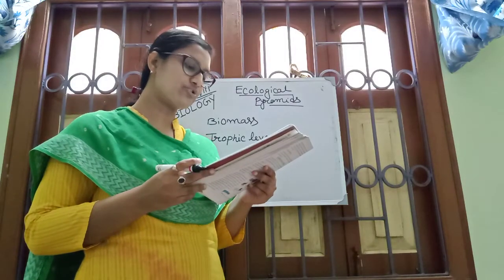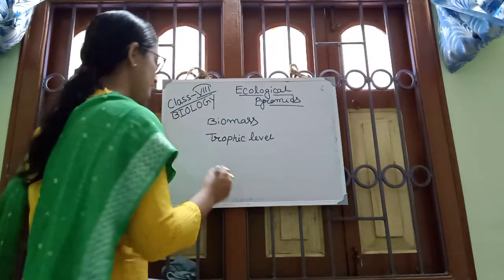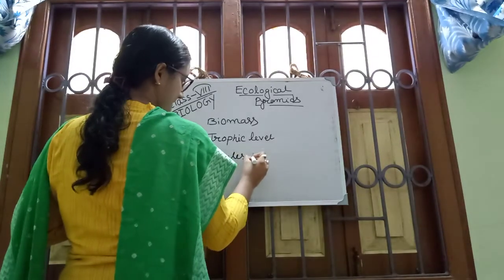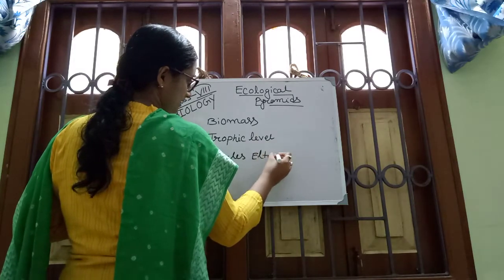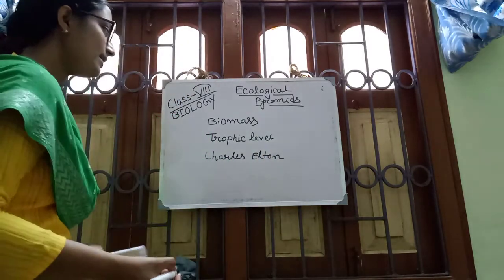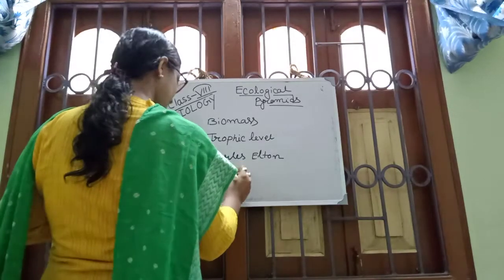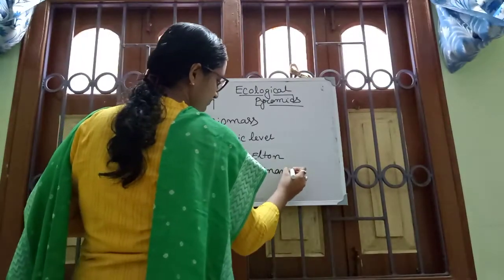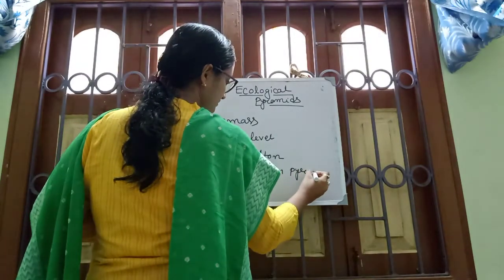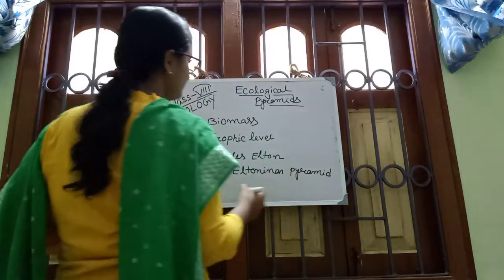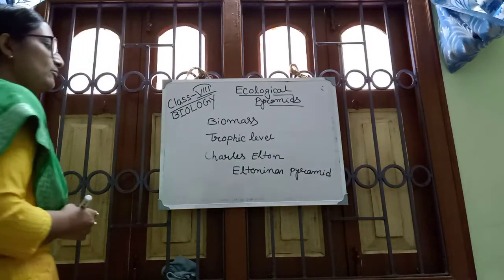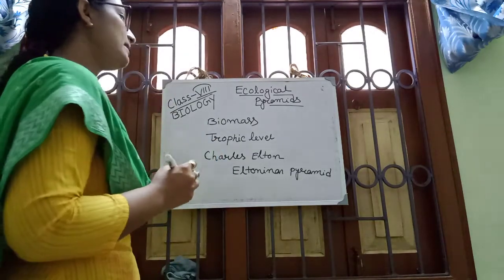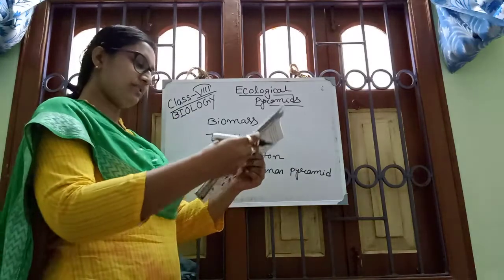They were first developed by Charles Elton, and this pyramid is called the Eltonian pyramid. The biomass, trophic level, Charles Elton's Eltonian pyramids. This is one pyramid. And now let's discuss the pyramids.